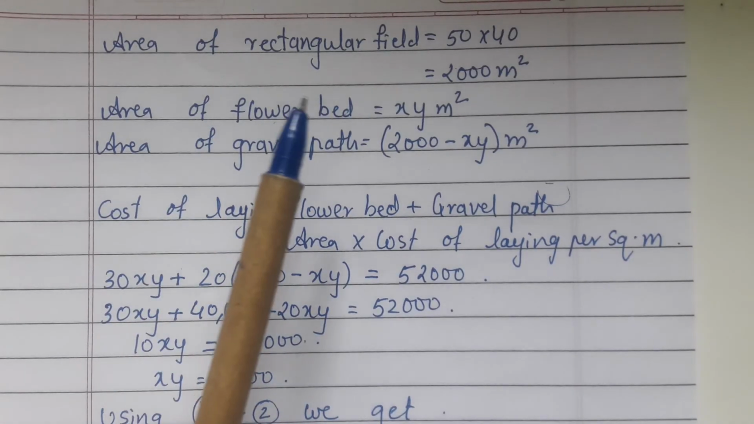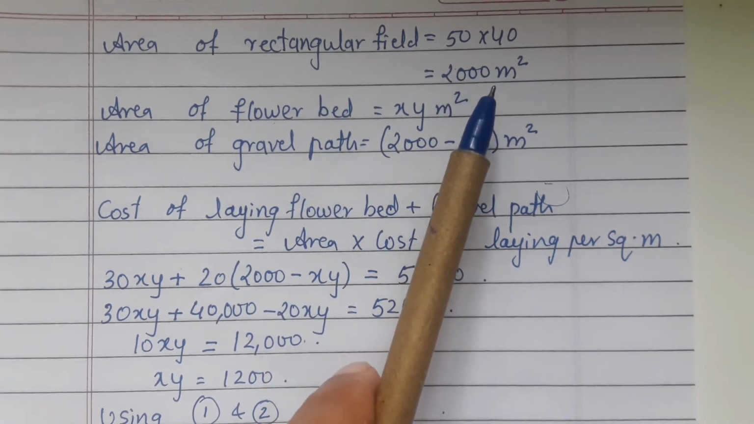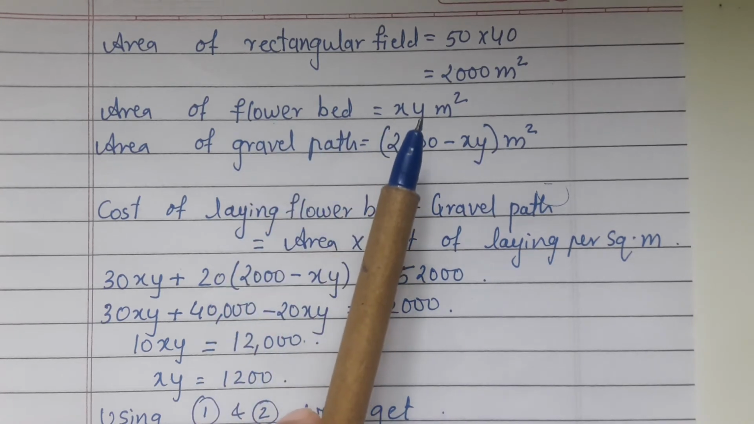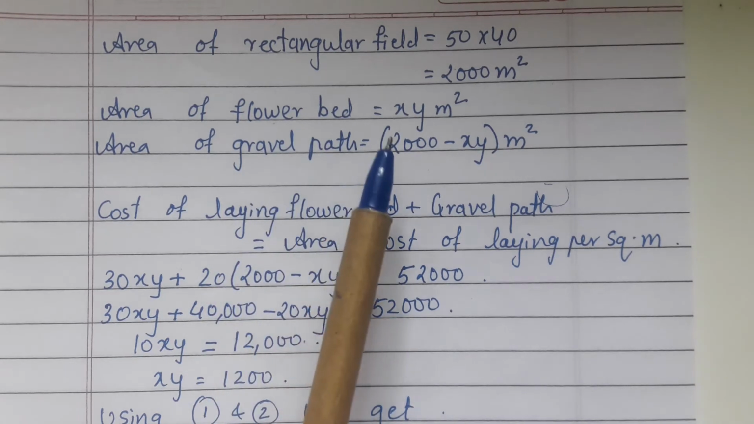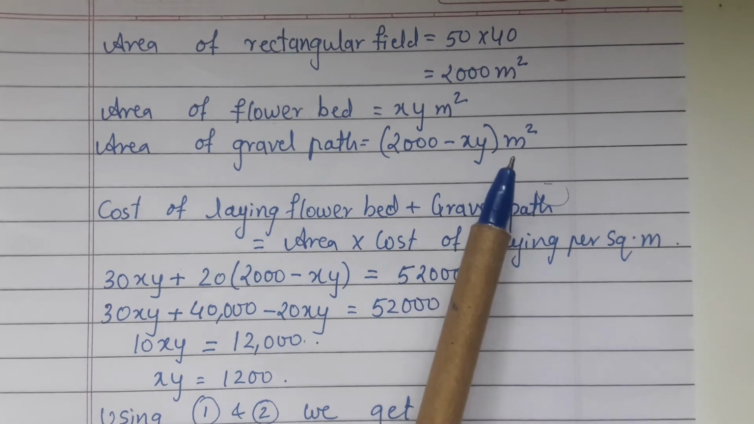Area of the rectangular field equals 50 into 40, which is 2000 meters square. Area of the flower bed equals x into y meter square. Area of the gravel path equals 2000 minus xy meter square.